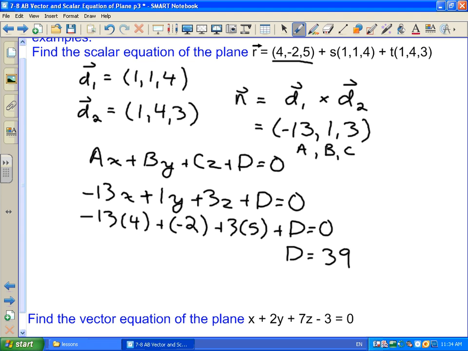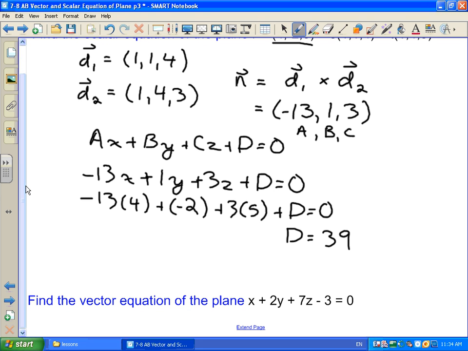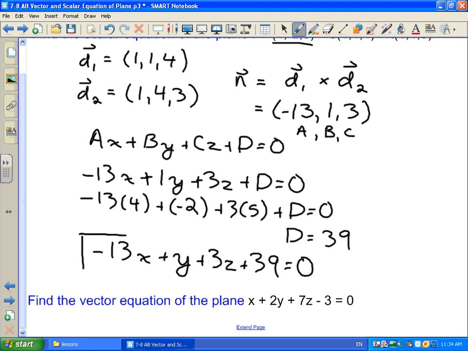Okay. Once we have D, well, we can just go and write our equation. So our equation is going to be negative 13x plus y plus 3z plus 39 equals 0. And there's our scalar equation.